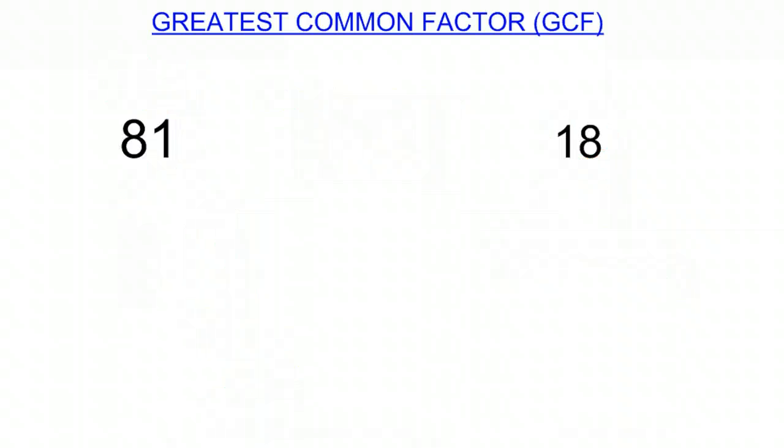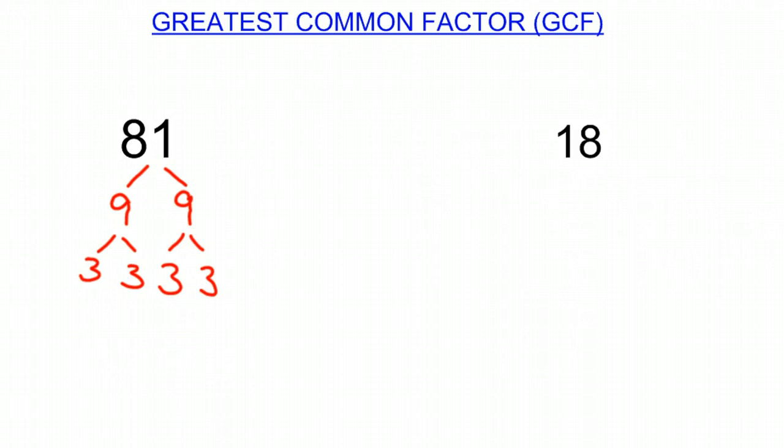All right. Here we have 81 and 18. So 81 can be factored into 9 times 9, which can then be factored into 3 times 3 and 3 times 3. 18 is 9 times 2. 2 is a prime number, but 9 can be factored into 3 and 3.